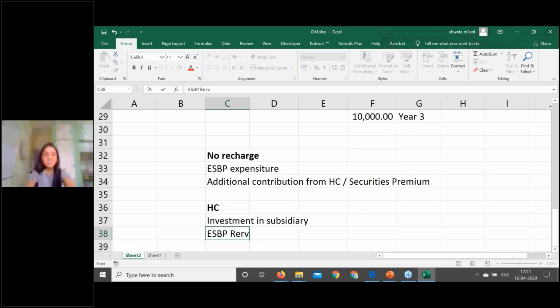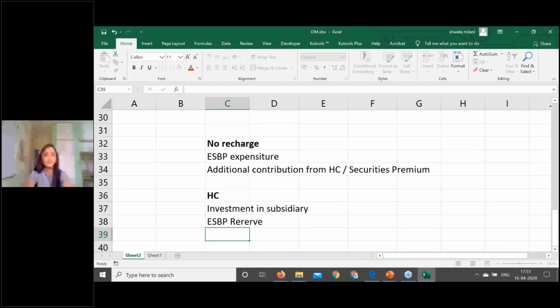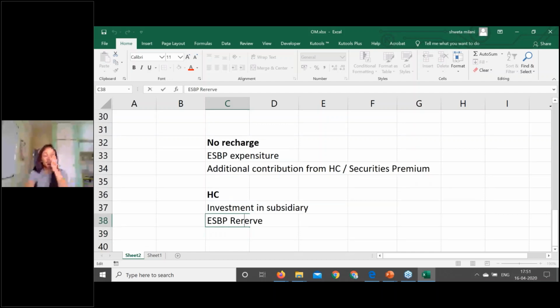Okay, the logic is the same. Since you're not recovering anything from the subsidiary company, that is why we have debited this investment account. So I hope these things are clear to you. And this is how the group arrangements are recognized.